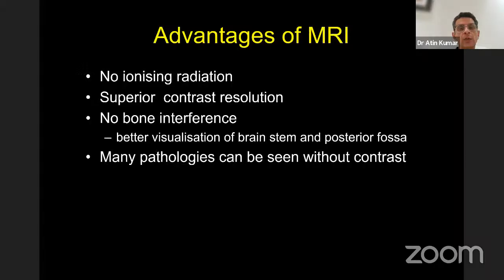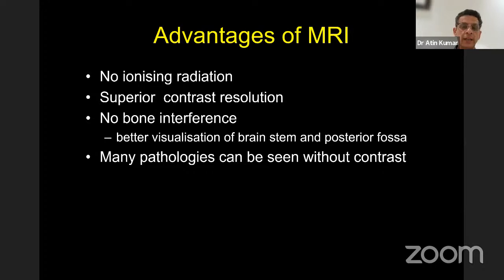So we can do MR as many times as we can without even thinking about it. It's got a superior contrast resolution compared to the CT, and does not cause interference with bone. So areas which are adjacent to the bone, sometimes we have issues with CT interpreting them, but on MR there are no such issues. So specifically for brainstem and for posterior fossa, MR definitely is the modality of choice. And lastly, many pathologies on MR can be seen even without contrast.